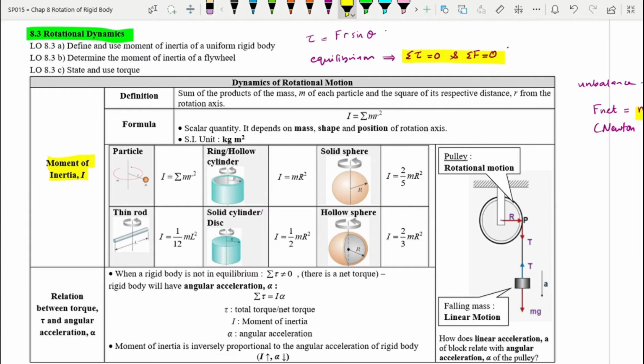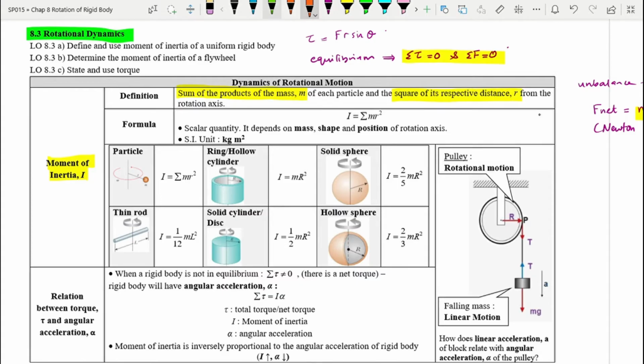So that is inertia. So basically, inertia ni dia akan relate dengan mass. Okay, objek yang ada greater mass, dia akan has a greater value of inertia. Okay, that's why definition of moment of inertia dalam rotational motion is the summation of product of mass and the square of its respective distance from the rotation axis.